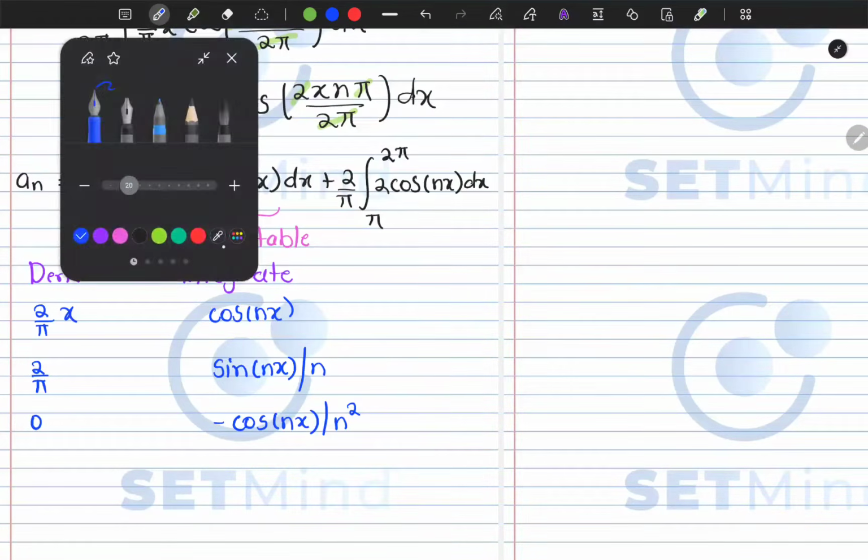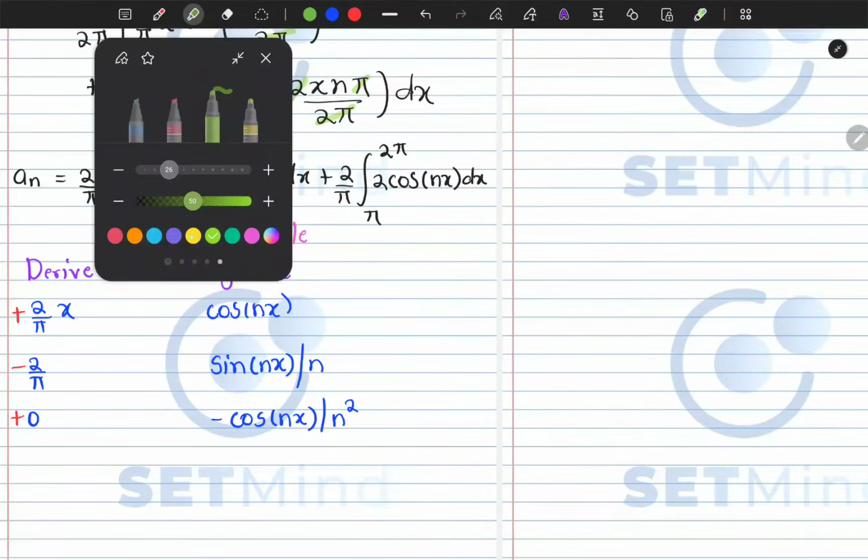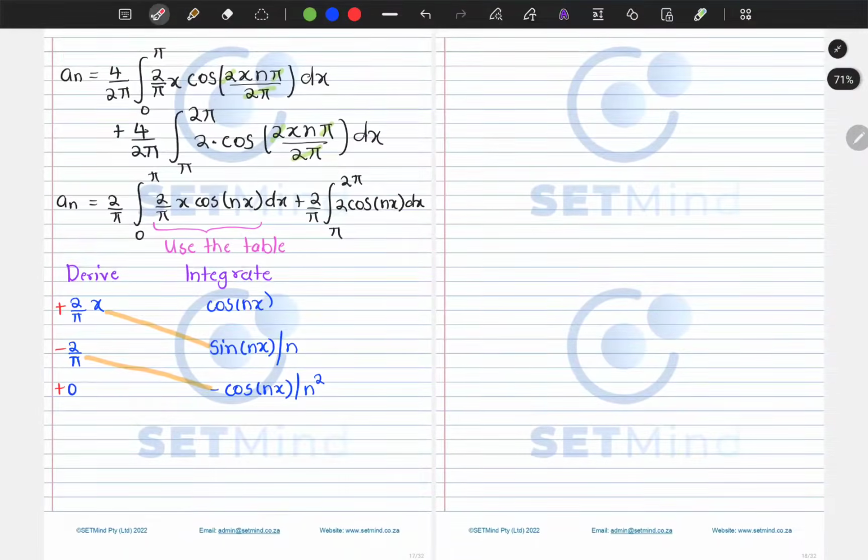And then what is very important now is to put in our signs. So we need to have a plus, a minus, and a plus. And then we multiply in this diagonal direction. So that must multiply that, and that must multiply that. So that becomes our answer for the integral. Then the other one is very straightforward.